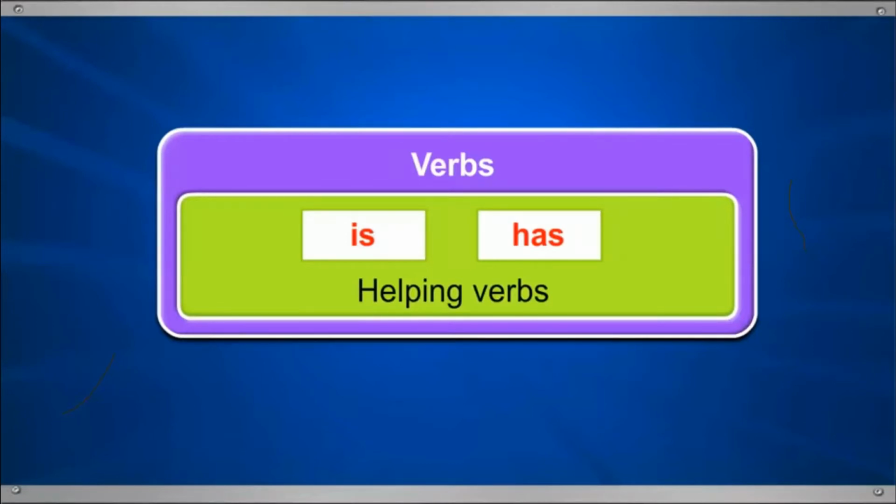That is why it is called a helping verb, a describing verb. It describes the subject. Okay.